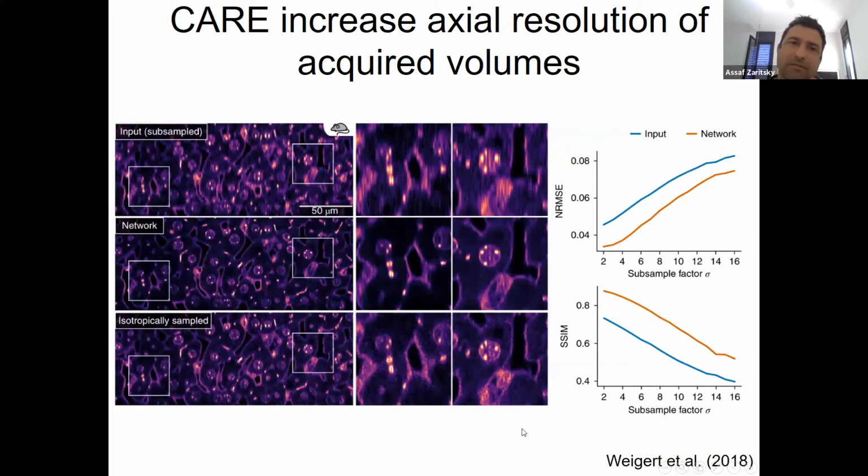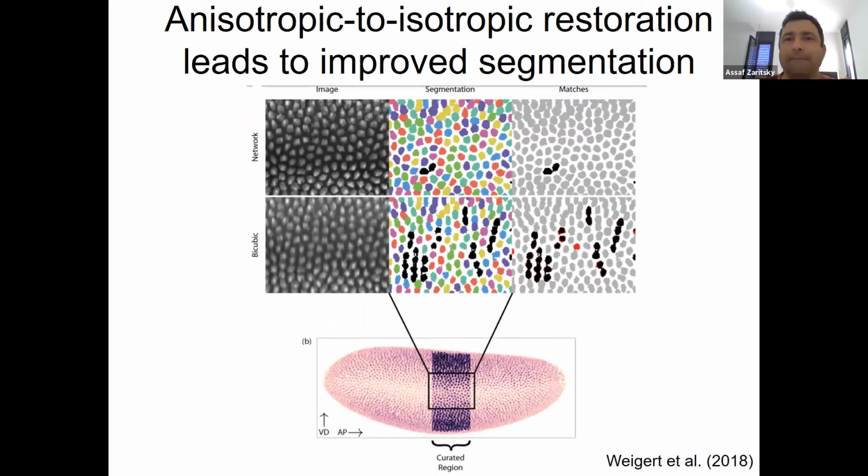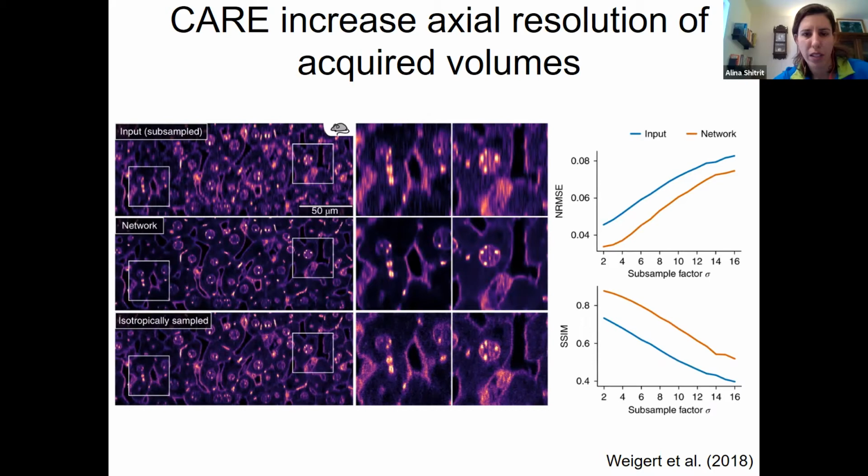Can you go back? What are the two measures, NRMSE and the SSIM? These are measures for image similarity. Okay, so you compare before and after? So the x-axis here is the subsampling factor, which means that one is the raw image, the 2D, high quality. And then the subsampling factor means that now you degrade the image artificially by a factor of two, four, six, etc. So you get worse and worse images.